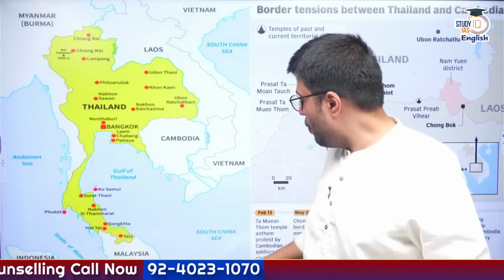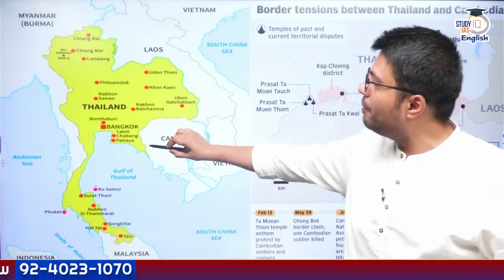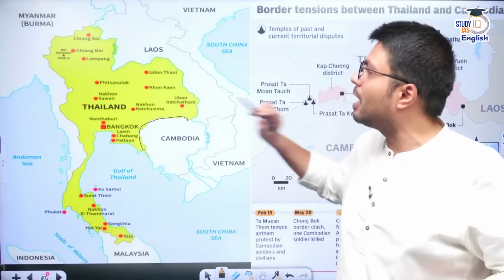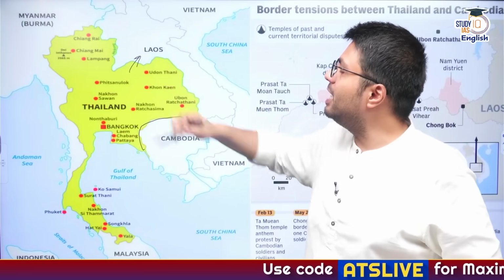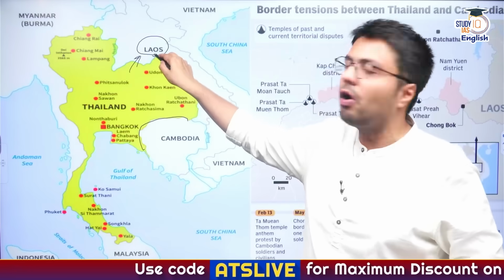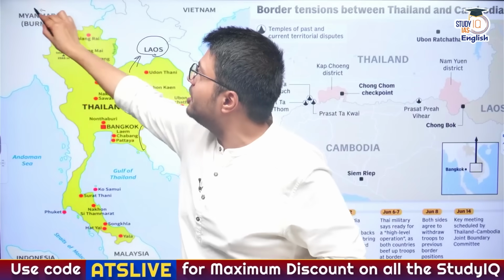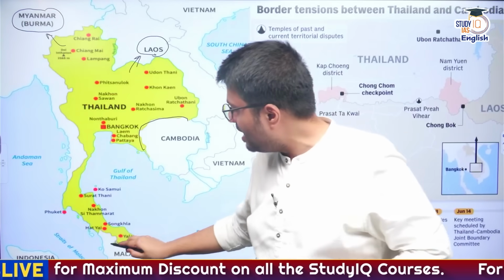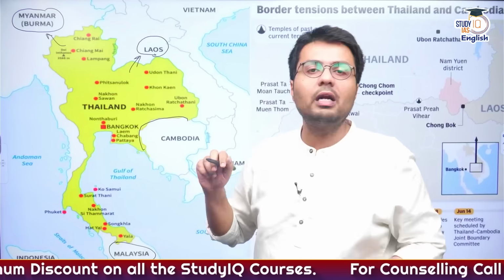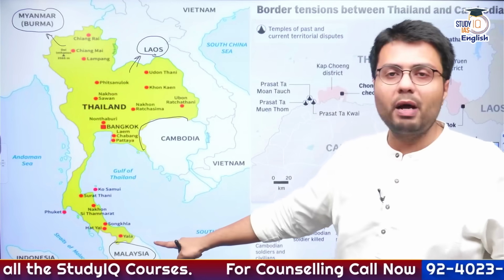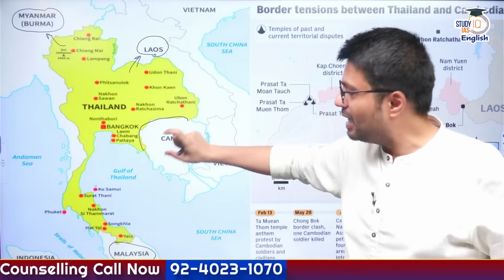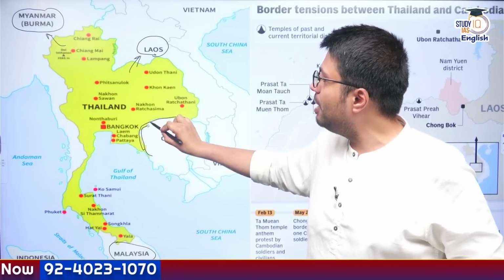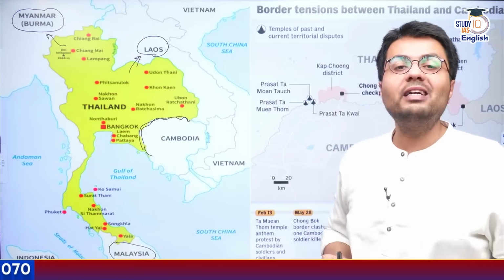Now, the border dispute between these two countries happened over the particular 800 kilometer long border that Thailand shares with Cambodia. Thailand not just shares its boundary with Cambodia, but in the northeast part, it shares its boundary with Laos. In the northwest part, it shares its boundary with Myanmar, whereas in the southern part, it shares its boundary with another Southeast Asian country known as Malaysia. So all in all, Thailand shares boundaries with 4 countries, but our discussion today pertains to the 800 kilometer long boundary that it shares with Cambodia.